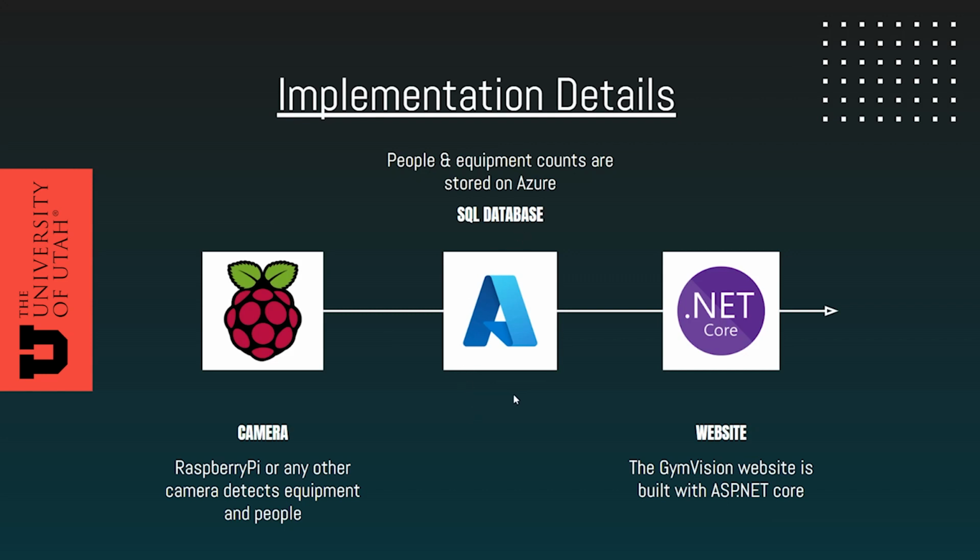And then we have also built a .NET Core website. All of these are hosted on Azure. And then the .NET Core website is going to talk to our database and show the applicable information back to the gym owner.